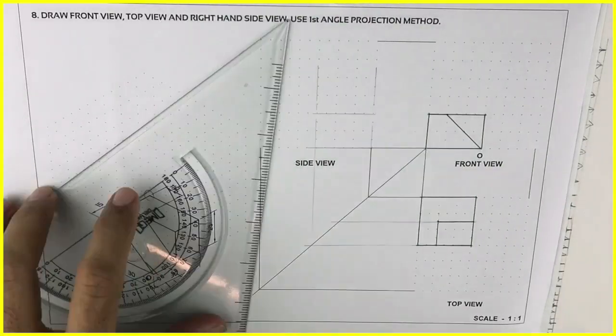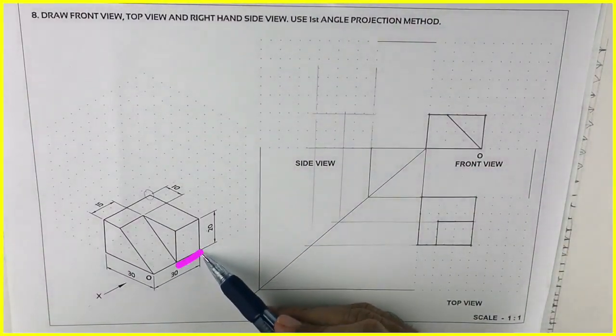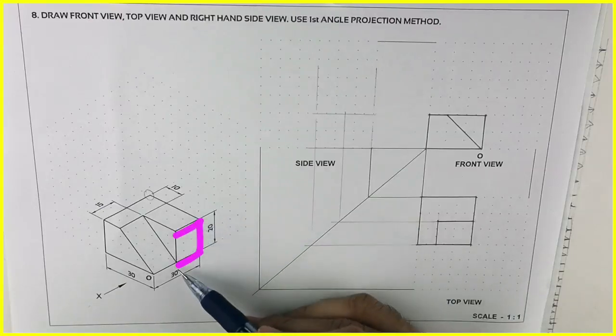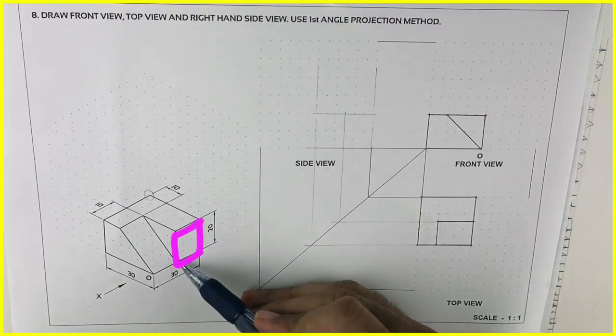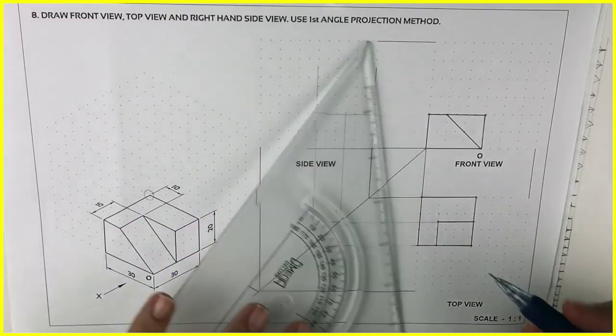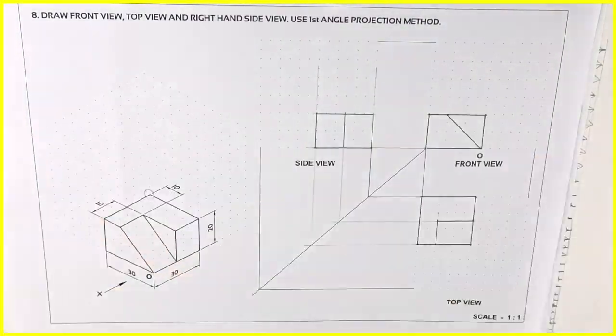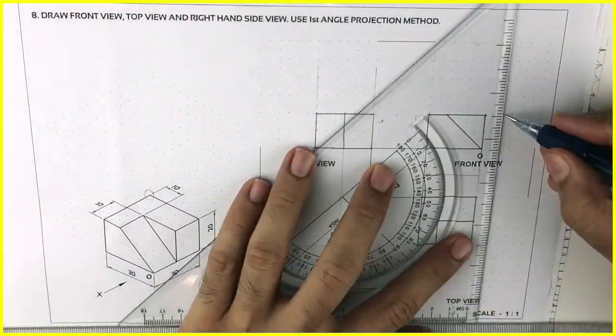Now for side view, we will take lines from top view. Now when you see from the side, you will see this rectangle, as well as you will see the behind rectangle also. Both will appear as a rectangle. So in side view you will have two rectangles. See this. So do that. After that we'll do dimensioning.